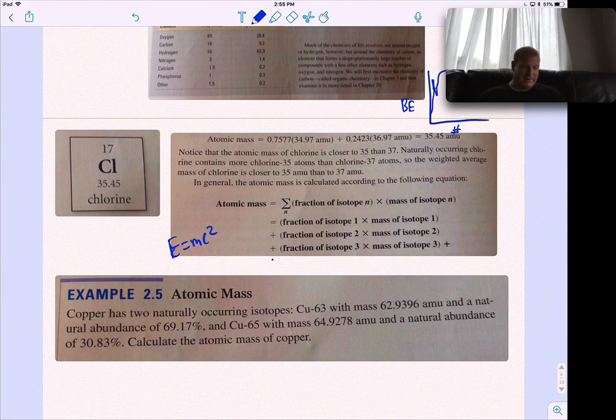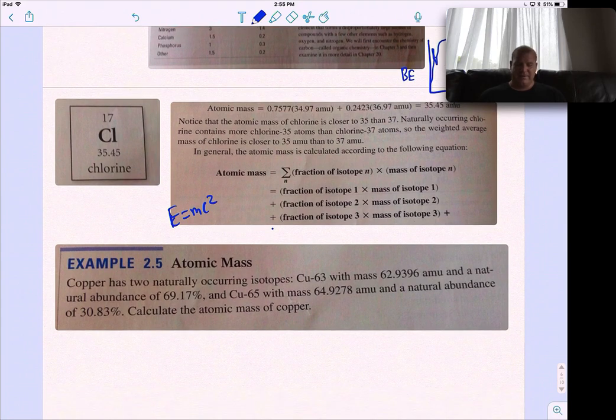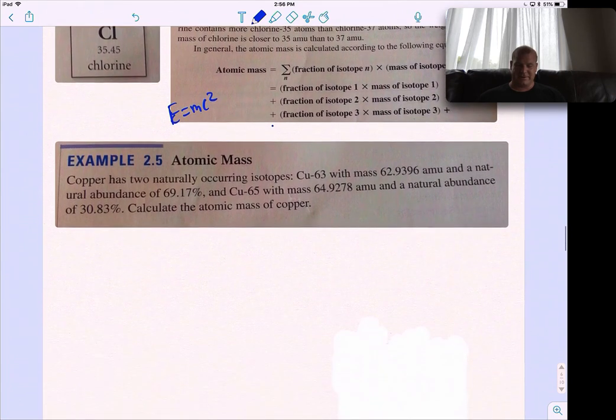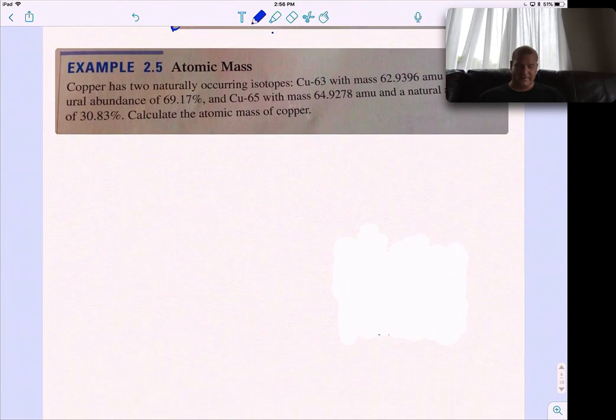But I'm trying to explain why we have these fractional AMU, atomic mass units. It has to do with the amount of energy versus mass in each individual nucleon. So the amount of binding energy, which turns into mass, E equals mc squared. Okay, but let me go back here. The atomic mass is then the mass ratio of the different masses of the isotopes. So let's look at copper here. Copper has 2 isotopes.